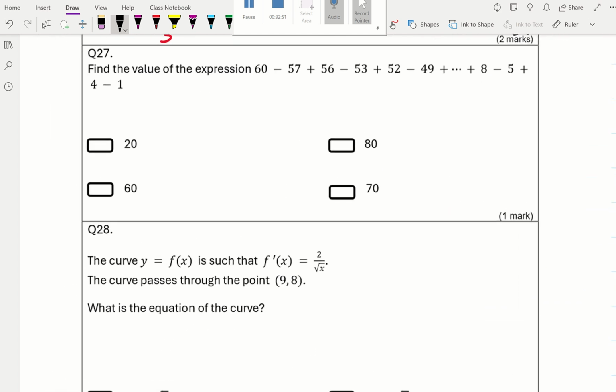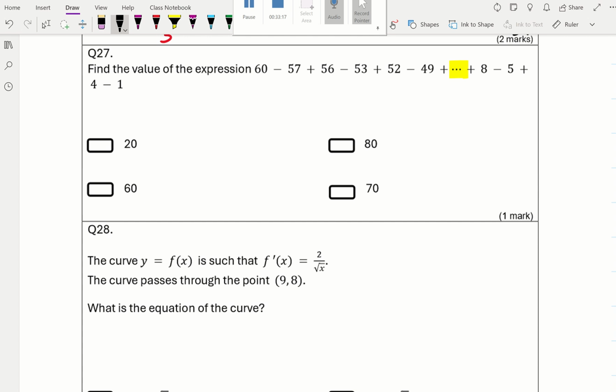And then question 27 says, find the value of this expression. And you note that there is quite a bit of space between the last digit, the 49, or -49, and the 8. And you need to take that into account. But let's basically show you the trick. How am I going to find that?